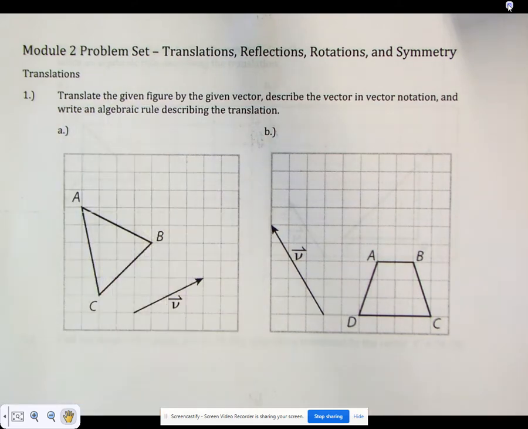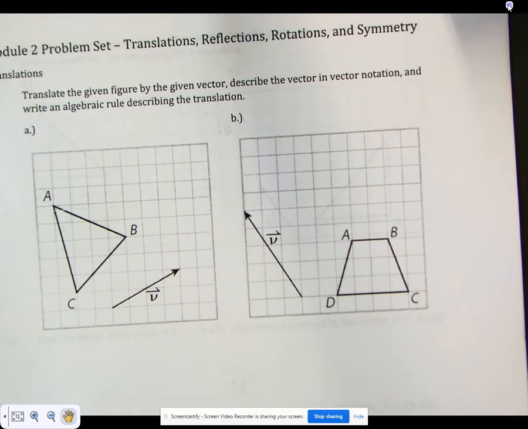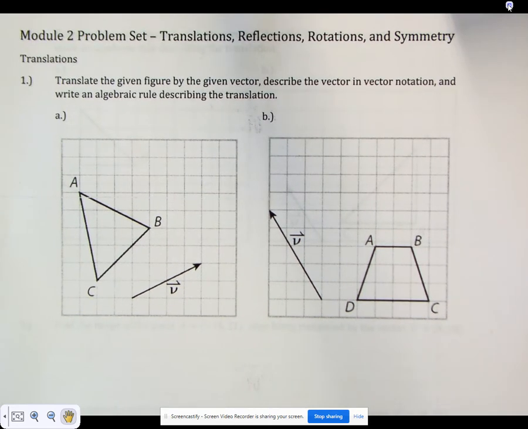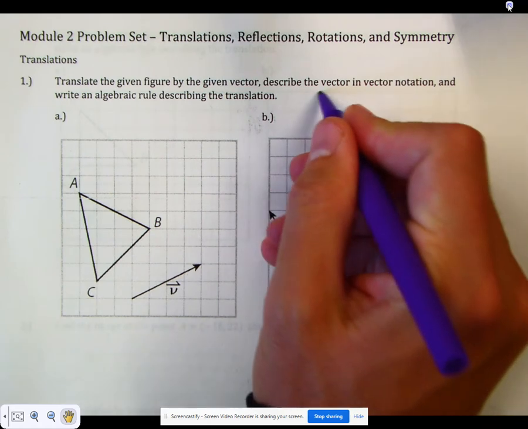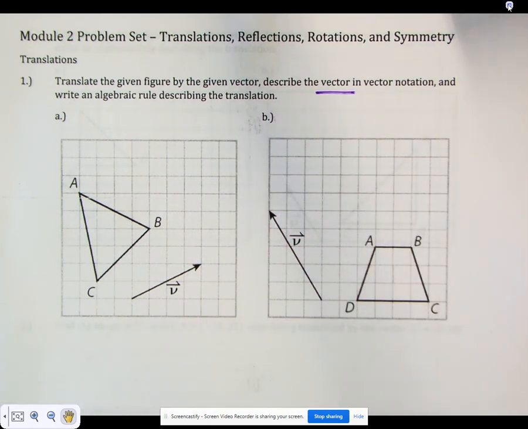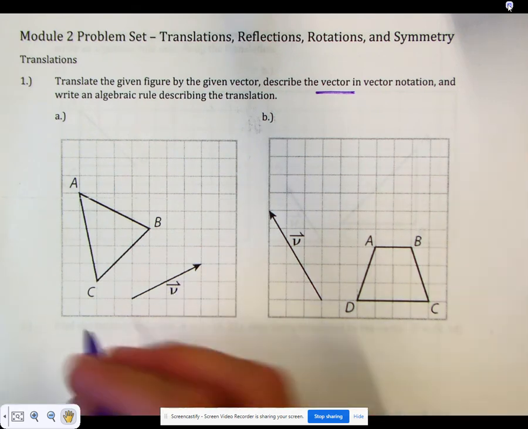This says translate the given figure by the given vector and describe the vector in vector notation and write an algebraic rule describing the translation. So a bunch of vocabulary there. A vector, so this arrow here that they called V is a vector. The notation is actually pretty simple.